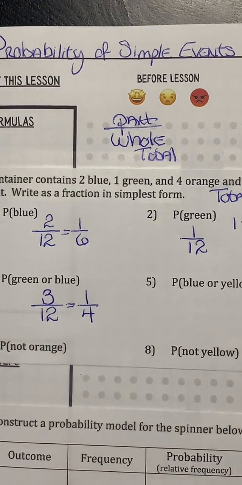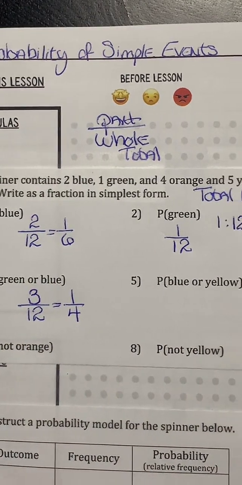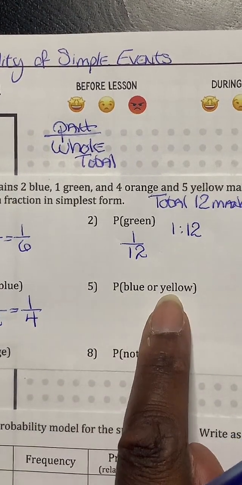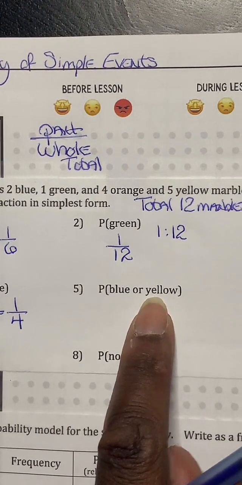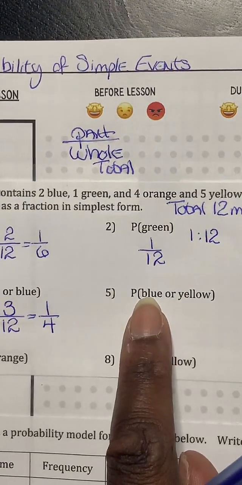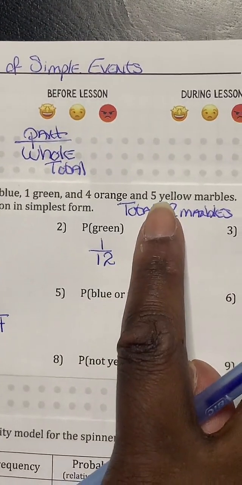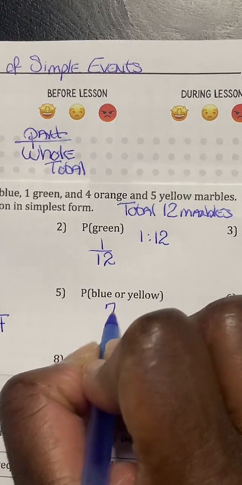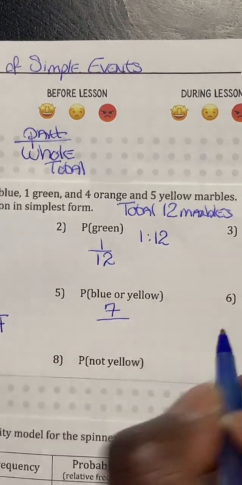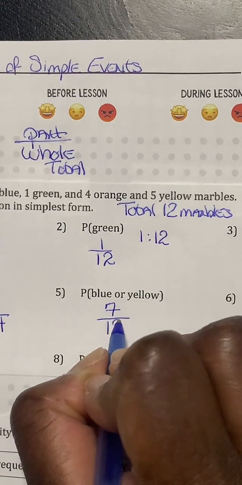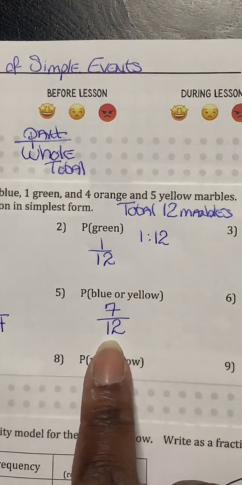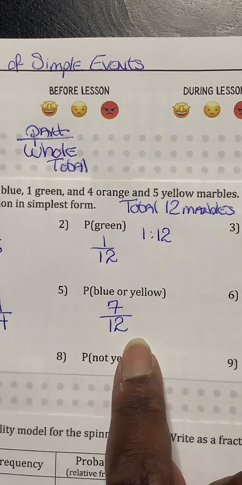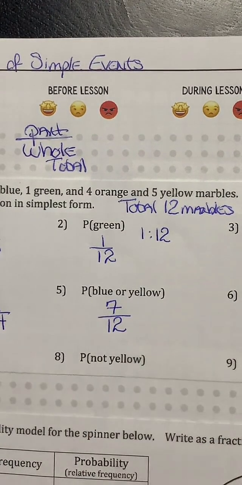All right, so now for number 5, we're looking at blue or yellow. We want to know how many blues, again we have 2 of them, and how many yellows, which we have 5, which gives me a total of 7. So 7 out of the total number of marbles, which is 12. 7/12 can't be reduced, so it's just going to stay 7/12.